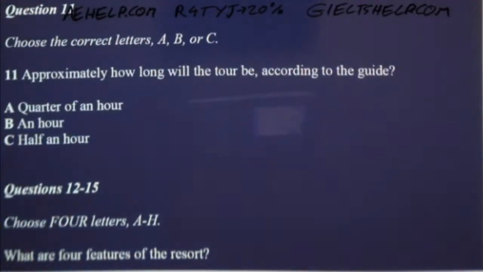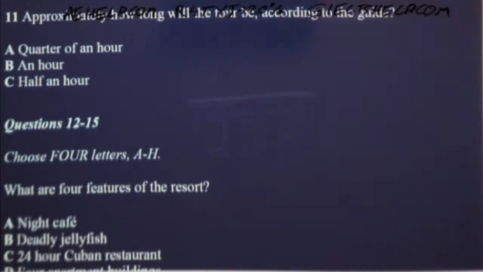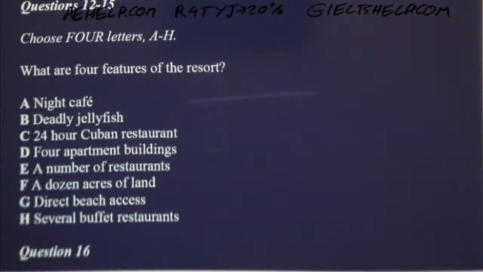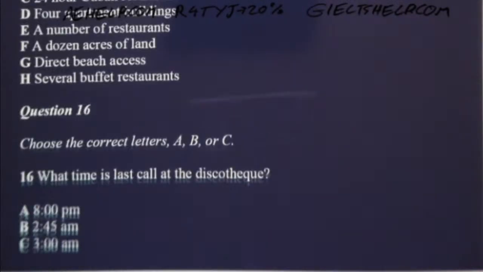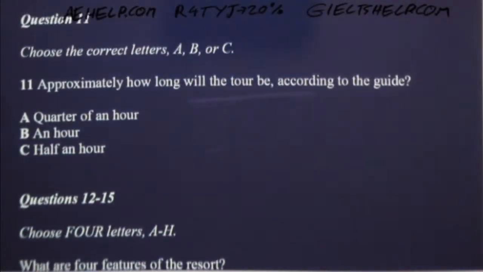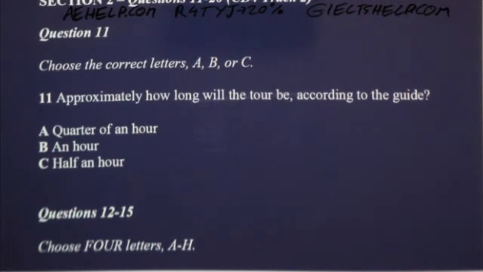Now turn to section 2. Take some time to look at questions 11 to 16. Listening. Section 2. You will hear a woman showing a group of people around an all-inclusive resort hotel. First, you have some time to look at questions 11 to 16. Now listen carefully to the interview and answer questions 11 to 16.